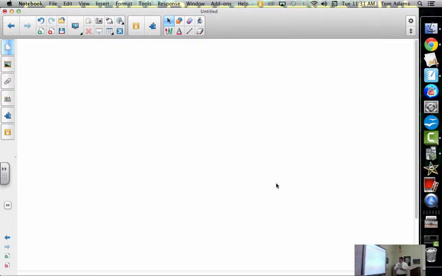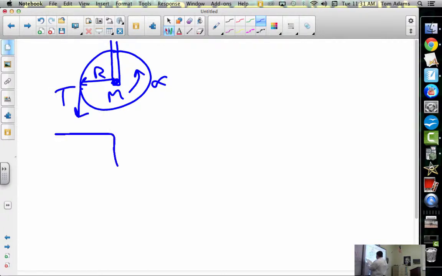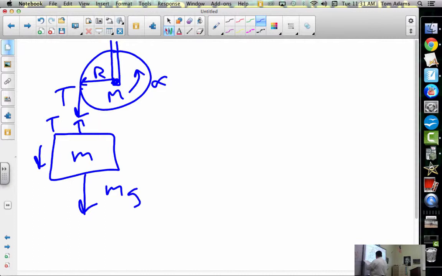So let me draw the picture. So there's a pulley. We have a pulley like this. And to draw the picture as it is in the book, we have the mass of the pulley here. And it has a radius, capital R. And we have an angular acceleration, alpha. And that pulls down with a tension force. And that's hooked up to a mass. And then the force of gravity is being applied, which is mg. This also has a tension force, which is equal to T. And then this will have an acceleration, which is equal to g.